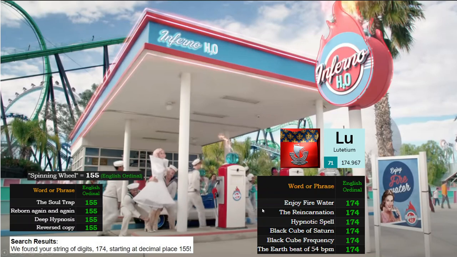In English ordinal, with 174, we also have the reincarnation, hypnotic spell, black cube of Saturn, black cube frequency, and the earth beat of 54 BPM. 174 appears at the 155th digit of pi. And remember that with 155 we had spinning wheel, and that's what we see in the background, and the spinning wheel is all over this video. And with 155 we had the soul trap, reborn again and again, deep hypnosis, and reversed copy.